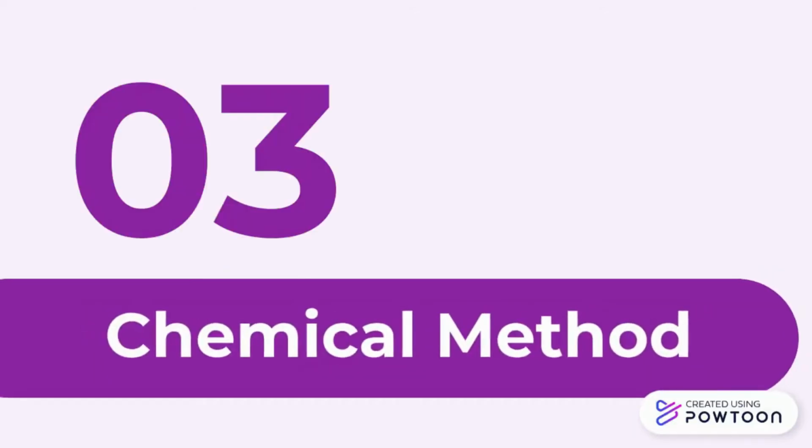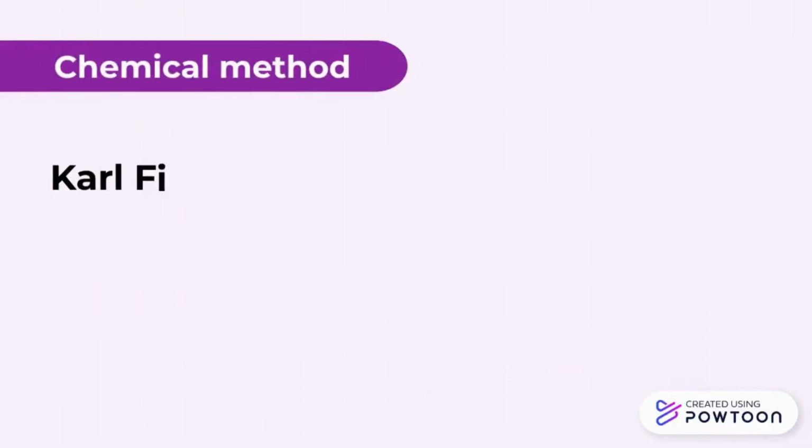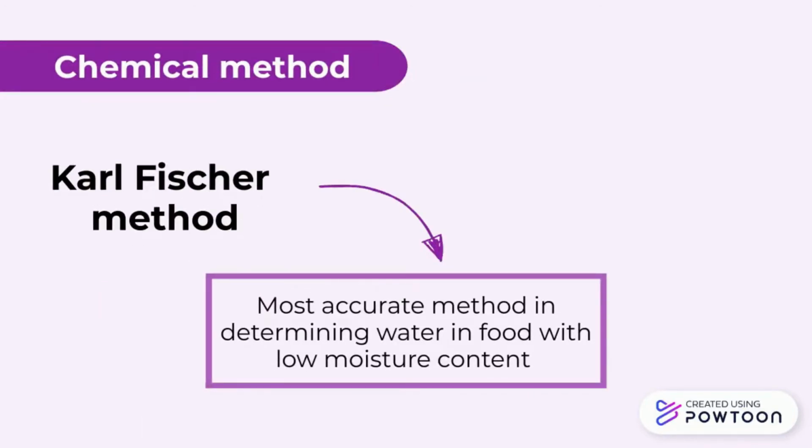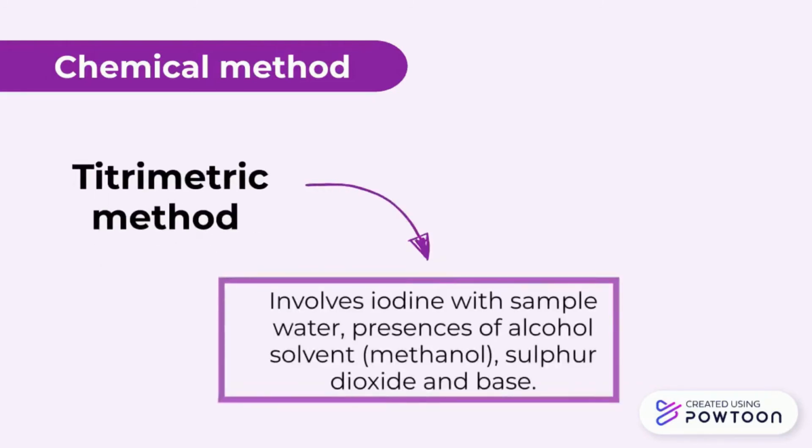Meanwhile, for chemical methods, there are two types that could be included. The first one is the Karl Fischer method, which is the most accurate method in determining water in food with low moisture content. Second, the titrimetric method, which involves iodine with sample water, in the presence of alcohol solvent, sulfur dioxide, and base.